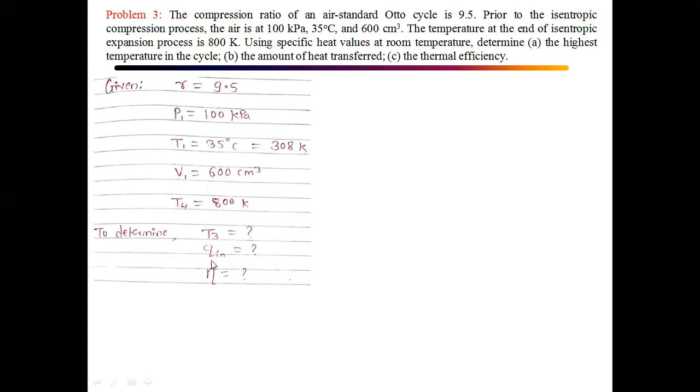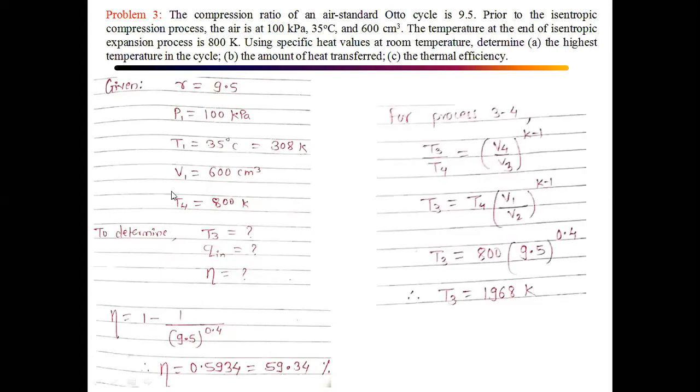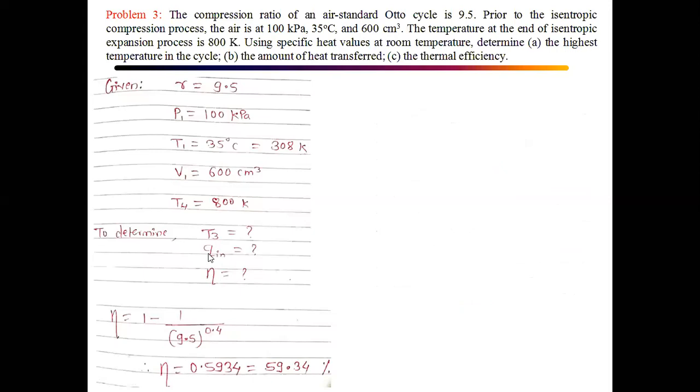Okay, so first of all, the simplest thing to calculate is the efficiency, that is 1 minus 1 upon R raised to K minus 1. This is the equation of efficiency for the Otto cycle. So we'll get the efficiency. Next one is T3 and Q in. We can calculate either T3 first or Q in first. Before that, if you want to calculate Q in, that is Cv into T3 minus T2, so you require ultimately the value of T3. So initially we need to calculate the maximum temperature, that is T3.